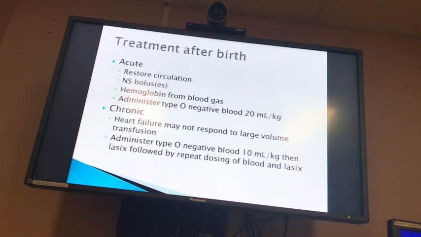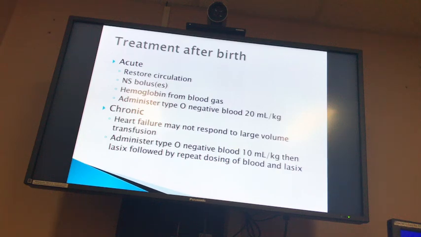Now, the kids that have been ticking along with a hemoglobin of 140 and just bled 70 mils into their mom, those kids come out looking like shock. You know, shut down, apneic, or severe respiratory distress. And those are the ones that, based on the clinical picture, I would presume are more acute.